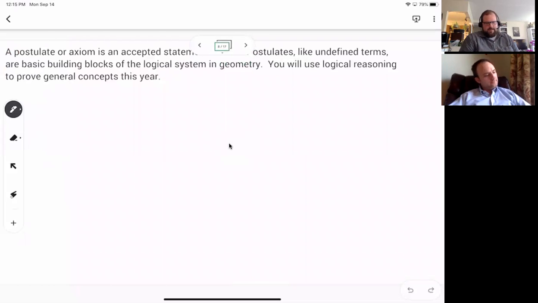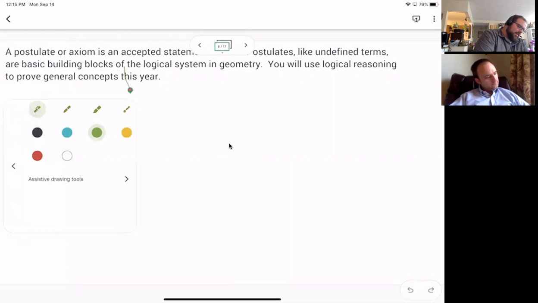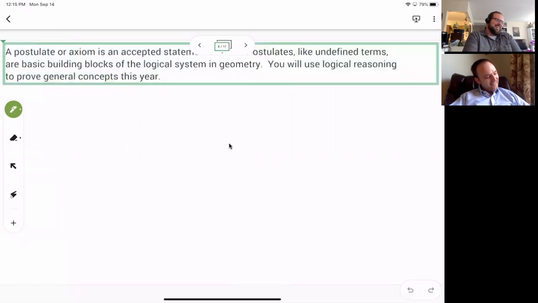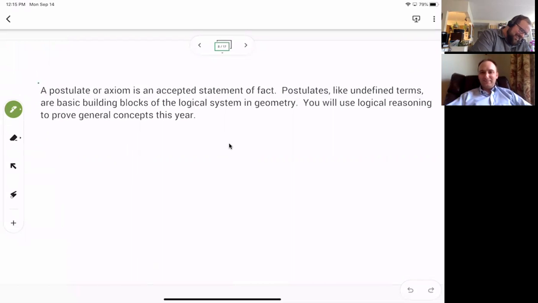All right, so here's another heavy vocab-y thing. In this class, we're going to talk a lot about why things are true. Why are you crossing out the word this? I was trying to move it, and then I forgot what tool I was on. Sorry.